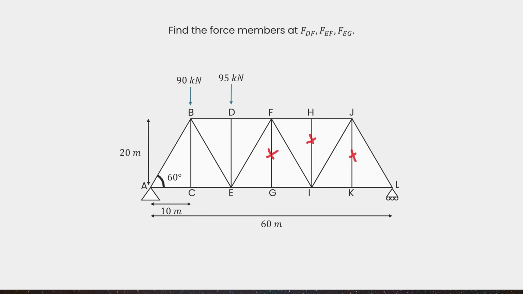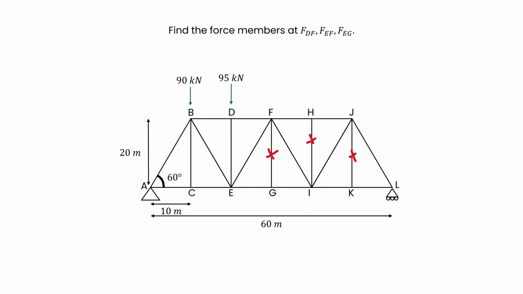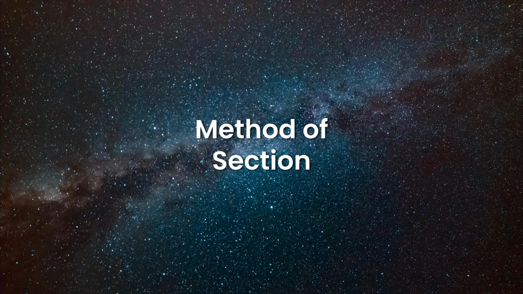Okay, now let's say this is the structure that the engineer wants to build. From the analysis, we can know that the left side is the pin and the right side is the roller. And we can also know that the structure has three zero force members. Let's say we want to find the forces in members FDF, FEF, and FEG. We can do the method of sections. How to do the method of sections?